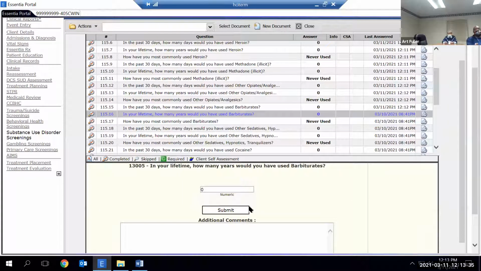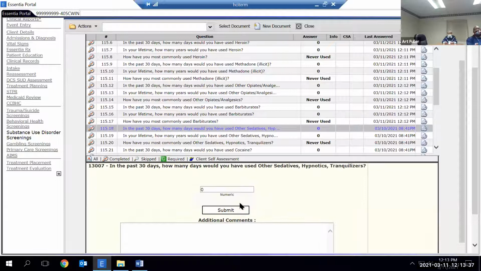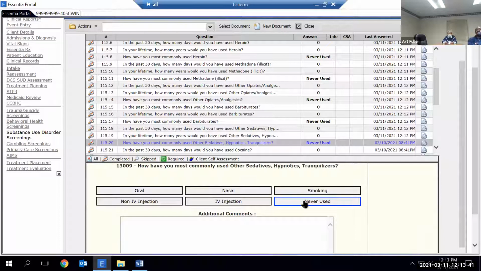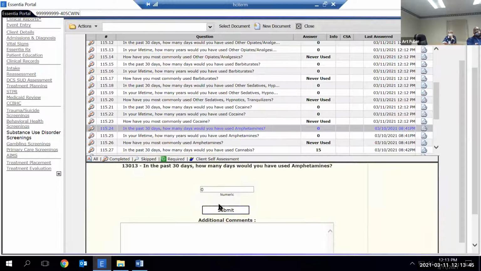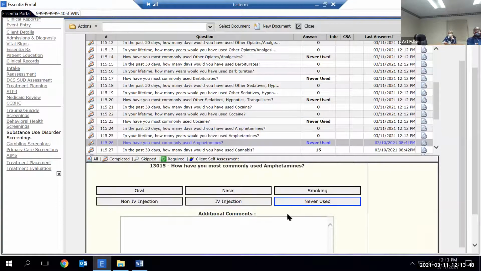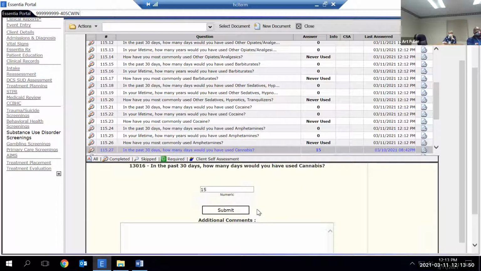Never used barbiturates. And he doesn't use sedatives or tranquilizers. Never used cocaine. And he has never used amphetamines. Now, he did mention the marijuana use.